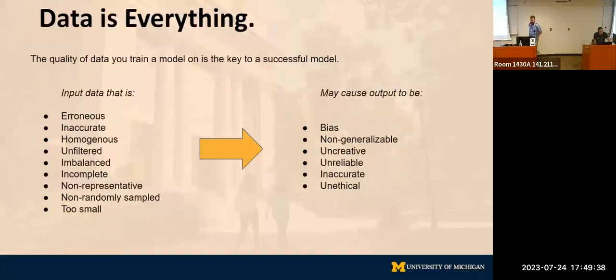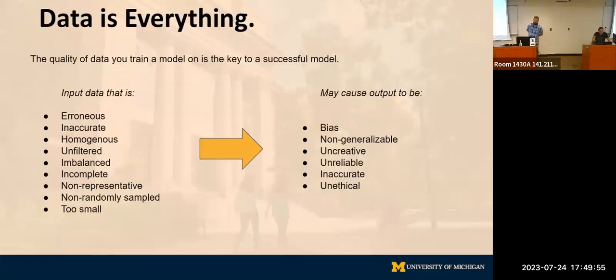This will cause it to be biased, non-generalizable. So if you teach an AI on a very small data set that's very much the same throughout, it's not going to learn to work on other problems. It's going to only be able to work on that one specific small problem, right?